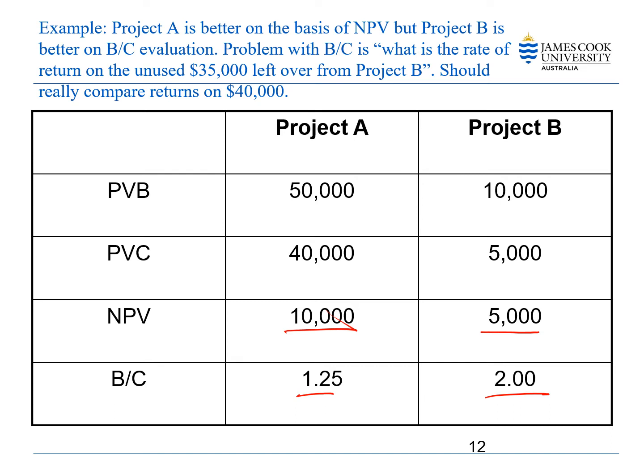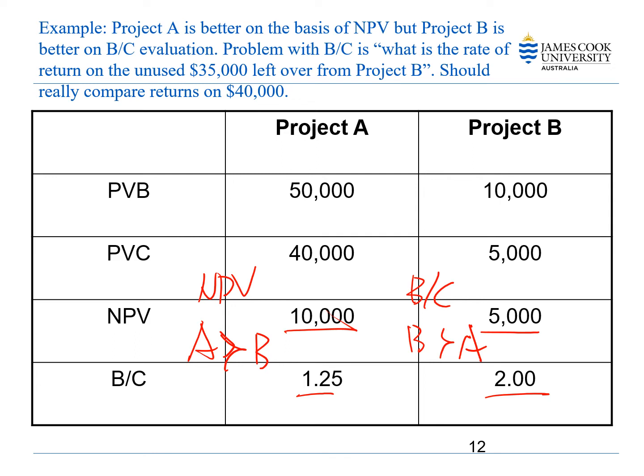So if we do not have sufficient capital to undertake both projects, and if we are using NPV, we are going to conclude A is better than B. Okay, we should do A using NPV rules. If we use benefit cost ratio rules, we are going to say that B is better than A. So we end up having different rankings.